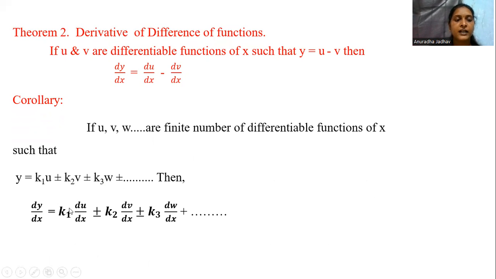Therefore, right outside k1, take the derivative of u with respect to x, that is du upon dx, plus or minus constant k2 as it is, take the derivative of v with respect to x, then plus or minus k3 is a constant, take the derivative of w with respect to x, that is dw upon dx, and so on.